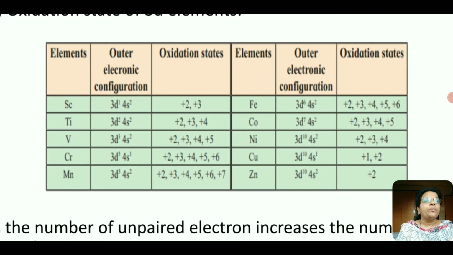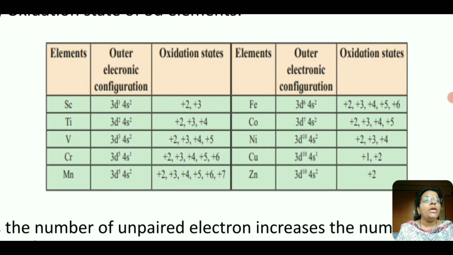Now nickel, the atomic number of nickel is 28 and the valence electronic configuration of nickel is 3d8,4s2. This nickel shows +2, +3 and +4 oxidation states. Then copper, atomic number is 29. The valence electronic configuration is 3d10,4s1 and this copper shows +1 and +2 oxidation states as stable oxidation states.